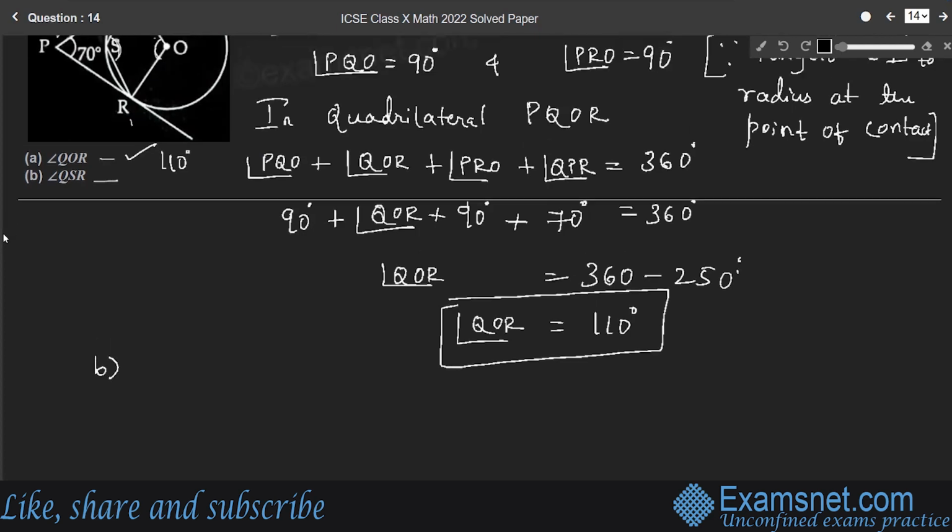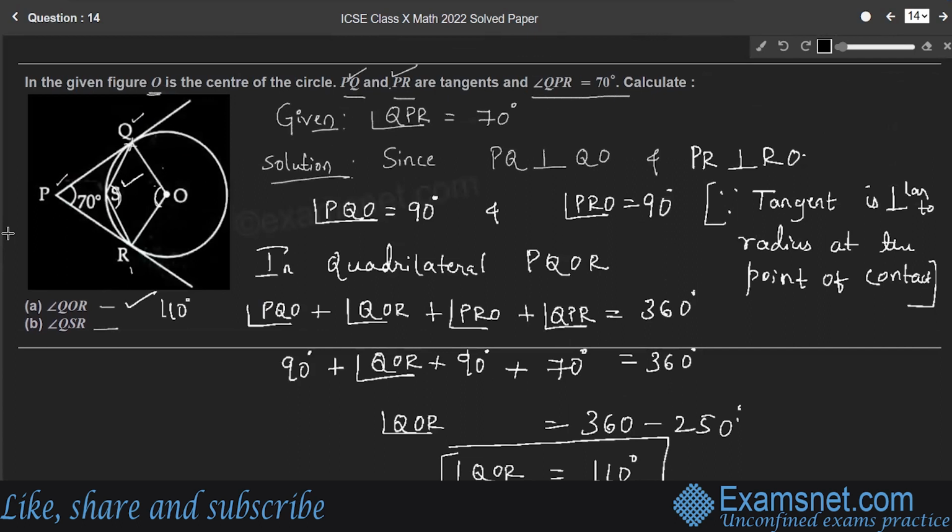So angle QSR should be calculated here. We know that the angle made by an arc of the circle at the center. Here we'll consider arc QR, this arc which I am showing. The angle made by the arc at the center is this angle QOR, not the inside angle, but the reflex angle of QOR. We are considering the reflex angle of QOR. The angle made by an arc of the circle at the center is double the angle made by the same arc at any point on the remaining part of the circle.